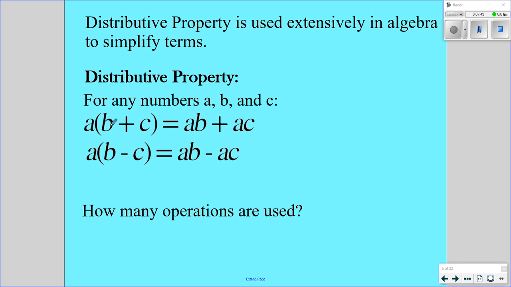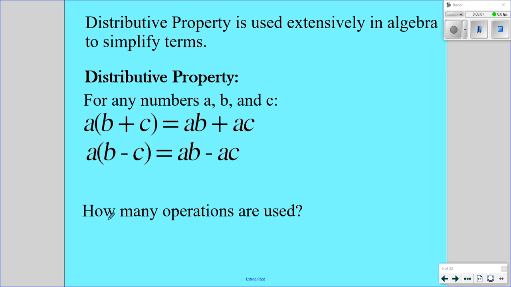And the most common mistake that happens is that the first number gets distributed, but the second usually gets ignored. So be careful, whatever's in the parentheses has to be distributed with the factor outside the parentheses.